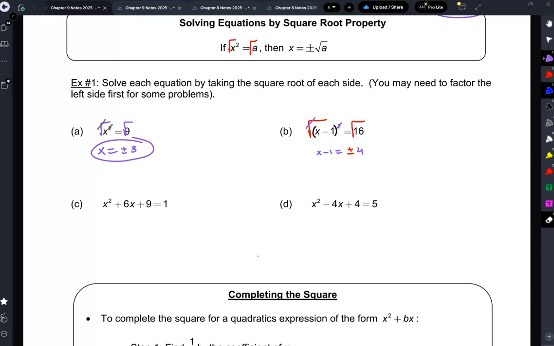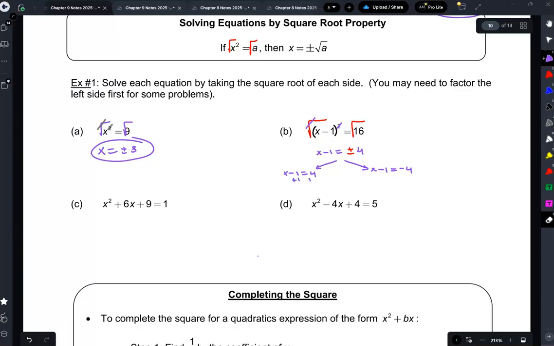Now, this is different from before. Before, I just got x equals plus or minus. Now, this is different. I have an equation. So what I do is I say, okay, x minus 1 equals positive 4. x minus 1 equals negative 4. And now I need to solve each one of these.